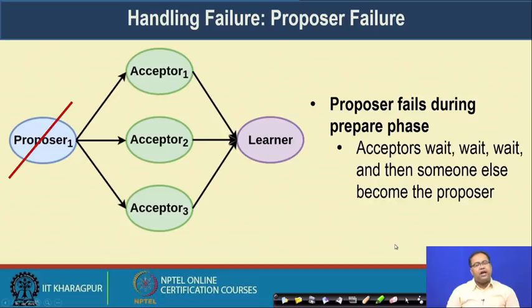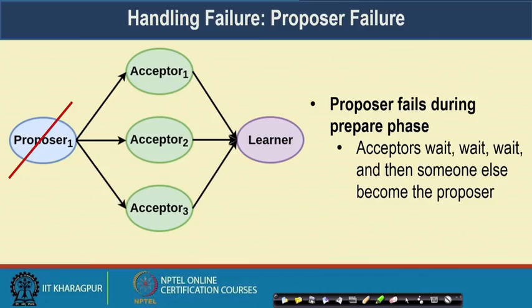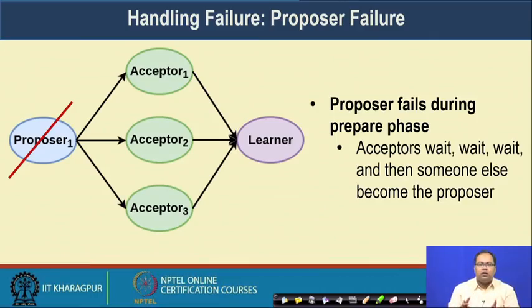Now, let us look into the scenario when a proposer fails. The proposer can fail during the prepare phase or during the accept phase. If the proposer fails during the prepare phase, it is just as if no one is proposing any value, none of your friends are proposing either to go for a subway or to go for a CCD. So, you wait for a value from your friend, and if you are not getting any value, you become a proposer. The same idea applies here: the acceptors wait for a certain time, and if they do not hear any proposal, one of the acceptors becomes the proposer and proposes a new value.